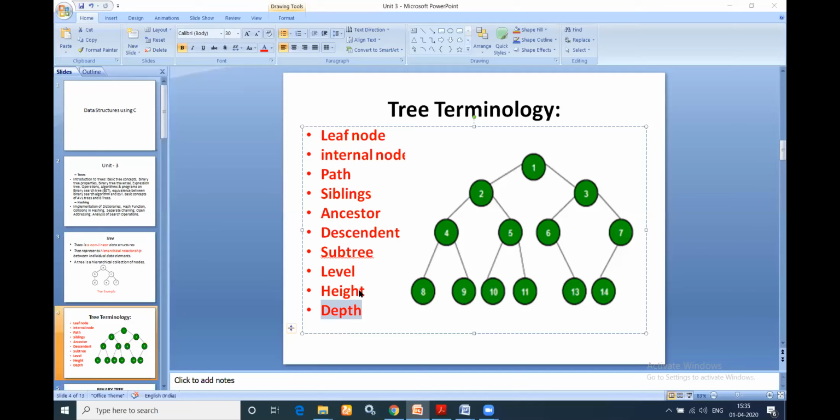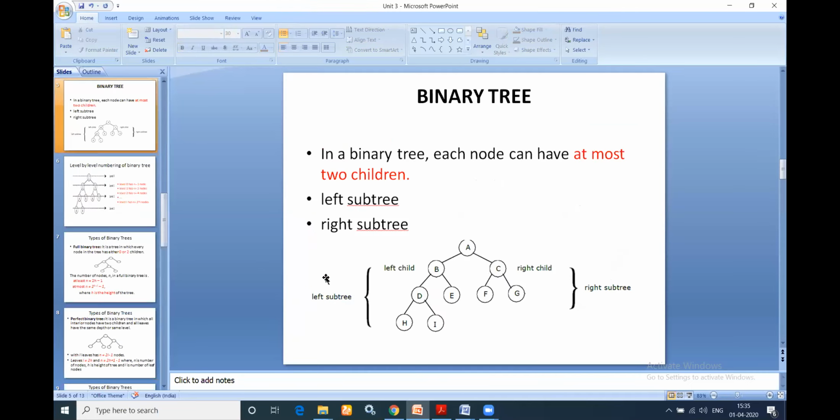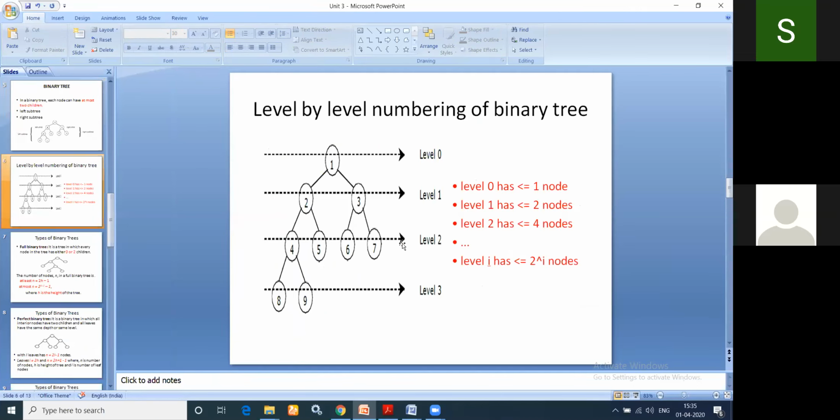Okay, sir. So even level. Level I will tell you in the next slide. I told, no. Level I'll show in the next slide diagrammatically. Okay, these are the basic things only. I'll explain height, depth, level. I'll explain with this slide.